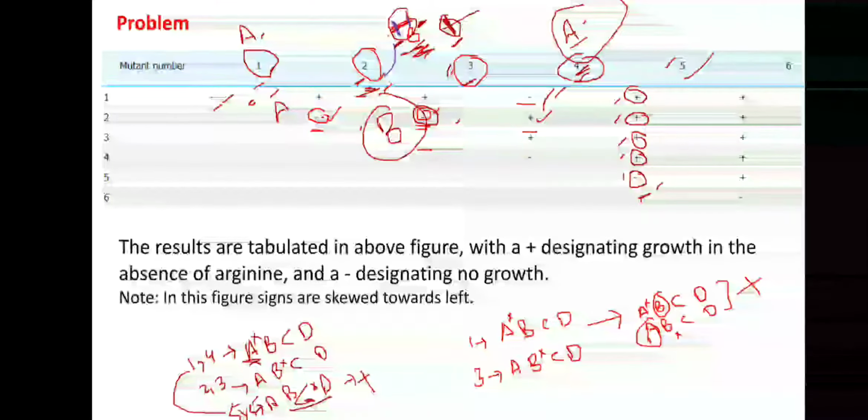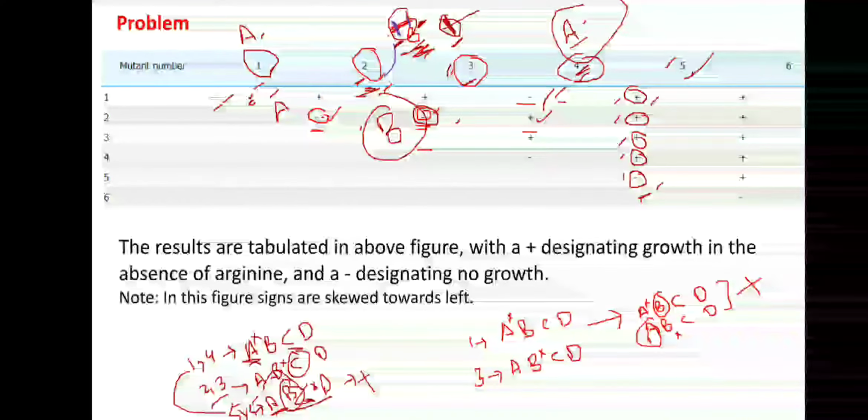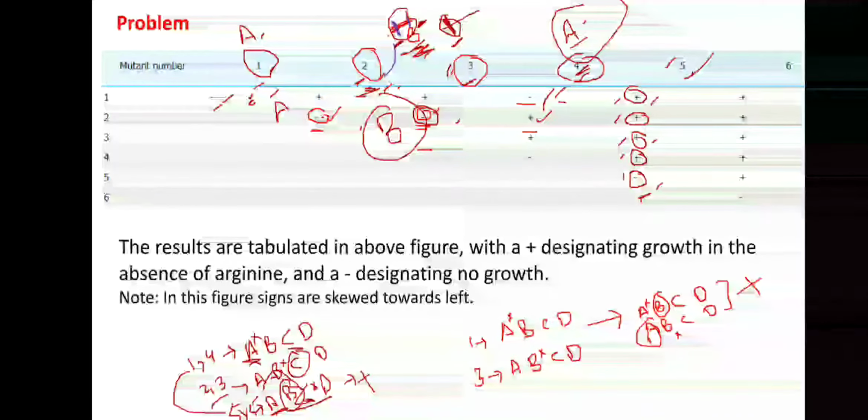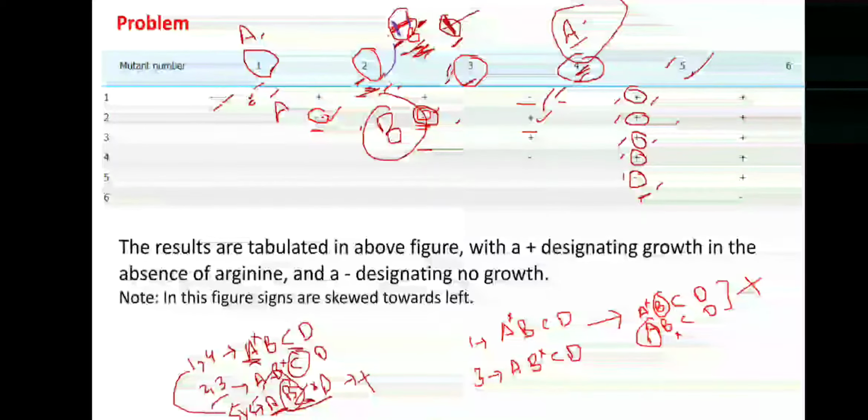So C can be given by normal C in 1, and A can be given by normal A of 5. Similarly, for 2 and 3, the mutant was B, so normal B can come from 5, and normal C can come from 2 and 3. So that's why when 1 and 5 were mated, they will give plus. When 4 and 5 were mated, they will give plus. When 2 and 3 will be mated with 5, they will give plus and plus.